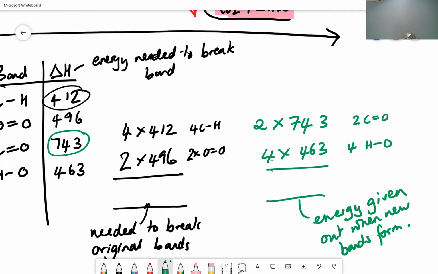Now, I'm going to give you a moment just to work this out, just to see if you can work it out. But I want to point something out, and that is that breaking the bonds costs you, and it is positive. But making the bonds gives out energy. So this number here on the left in black, added to the negative number here, will be the total change. So see if you can do the calculation now. You're looking for 4 times 412, 2 times 496 all added together. So we've got to add those together. And then we've got 2 times 743 and 4 times 463 added together, which is going to be negative. Okay? See if you can just do that now.